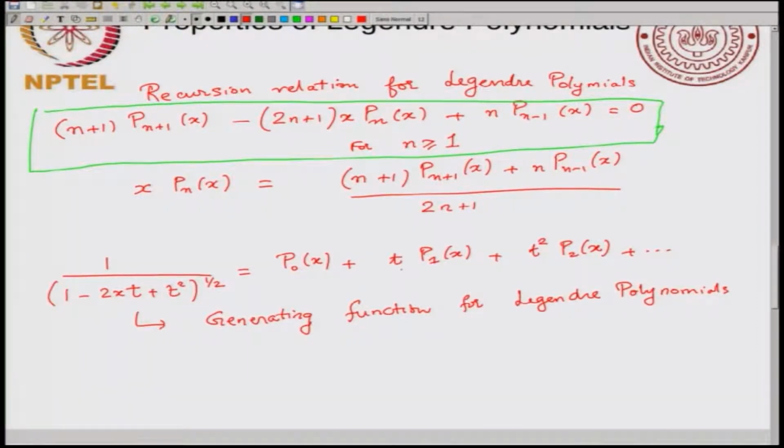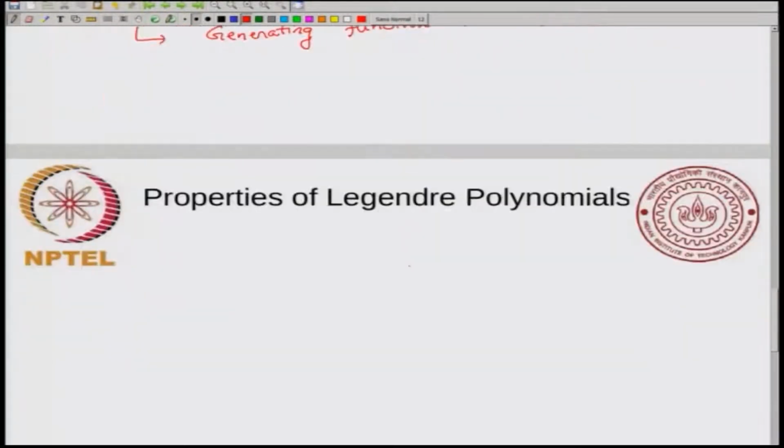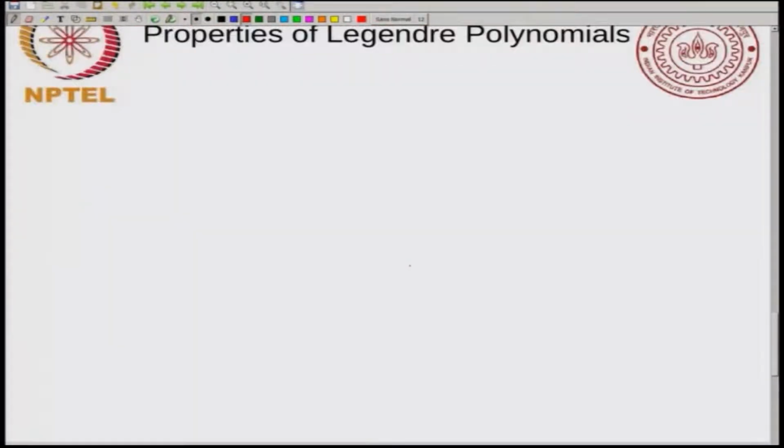Now the next important point, and I think this is really important and really useful. This is a property of the Legendre polynomials that is called orthogonality. So, the orthogonality of Legendre polynomials.